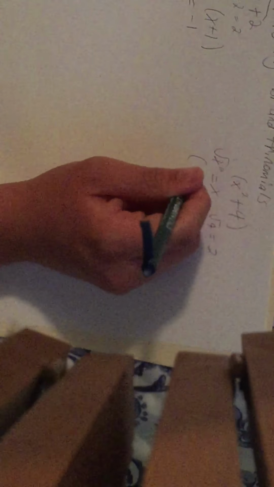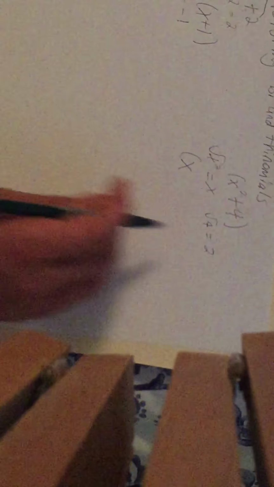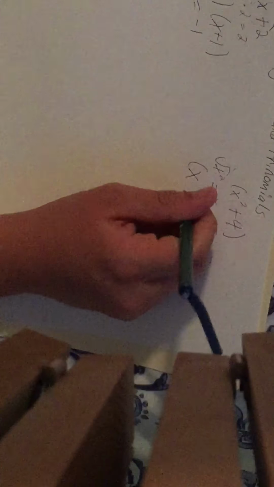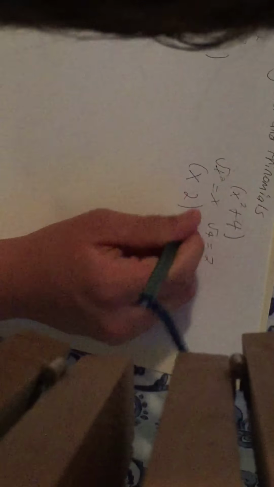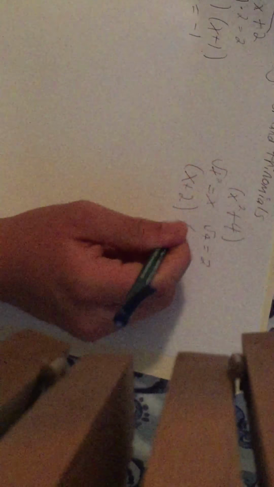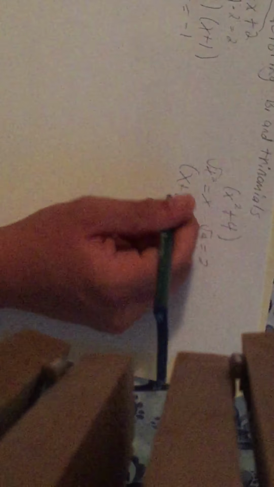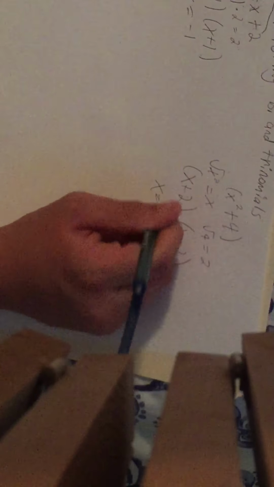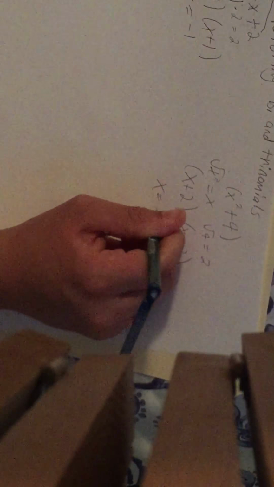So you're going to put your x here. You're going to split into two parentheses, so you have an x here and a 2 here, and an x here and a 2 here. And for your signs, you're always going to have one positive and one negative. So that's your answer. Or x equals plus or minus 2. And that's it.